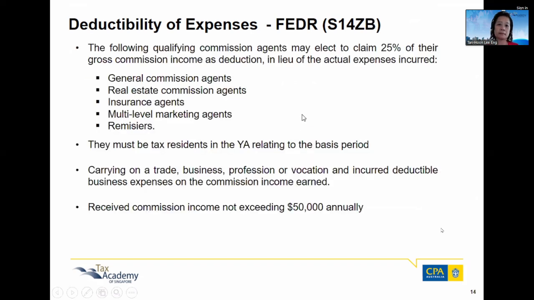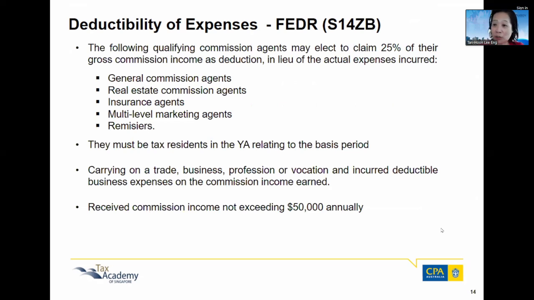Okay, can. Just now I mentioned for FEDR only 3 groups of self-employed persons. One group is the private hire car drivers, another group is the commission agents. So commission agent is the second group. Commission agents can claim 25% of their gross commission income as deduction, in lieu of actual expenses incurred. And who are the commission agents? Basically, self-employed persons who are getting commission: insurance agents, property agents, MLM, remisiers. They all fall under commission agents.